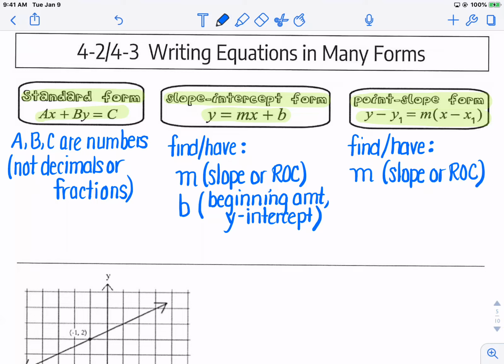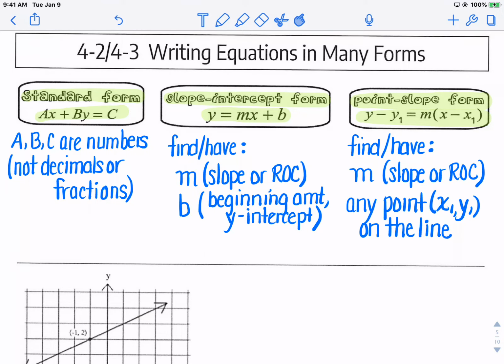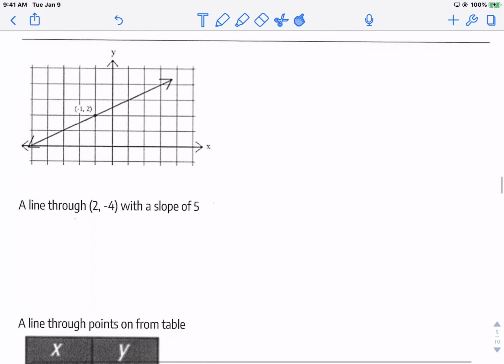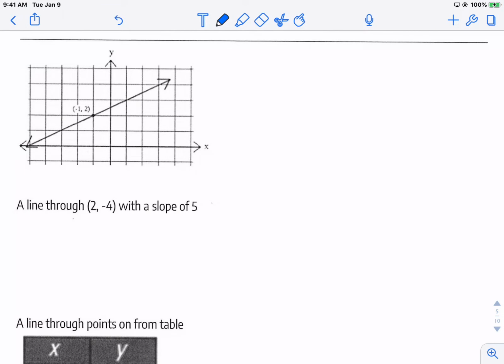In other words, what is our rate of change? 10 miles per hour, $6 per hour, 5 feet per second. And then the other thing is we need any data point about it. And we're going to call that point x1, y1. Any point on the line or that actually meets that relationship. If we have those two things, then we can go up to this form of the equation and actually put it all together. So let's try some of these together. You guys do better when we actually kind of put it all together.